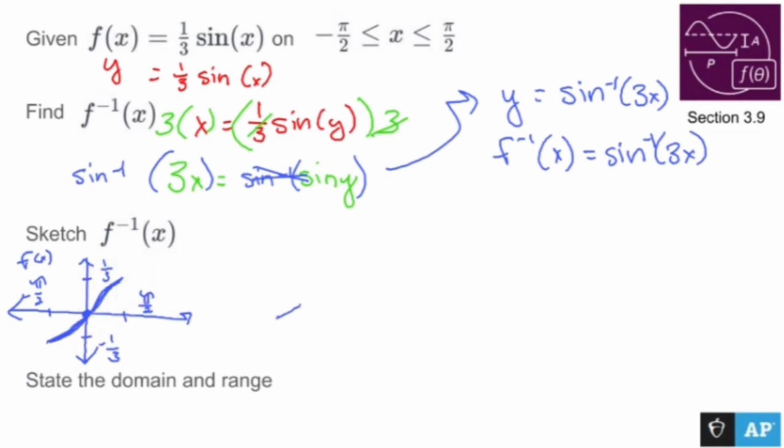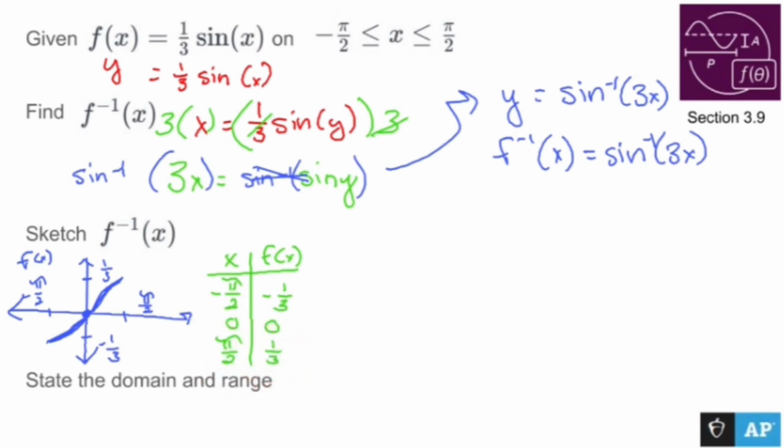Now, that's my graph. We know that an inverse is going to be the reflection over y equals x, but let's look at it from a table point of view. Here's going to be my x and f of x. My key points are at negative pi over 2, I'm at negative 1/3. At 0, I'm at 0. And at positive pi over 2, I'm at positive 1/3.